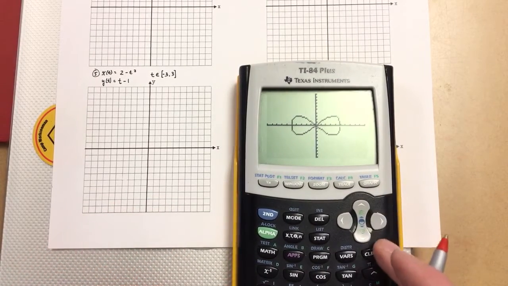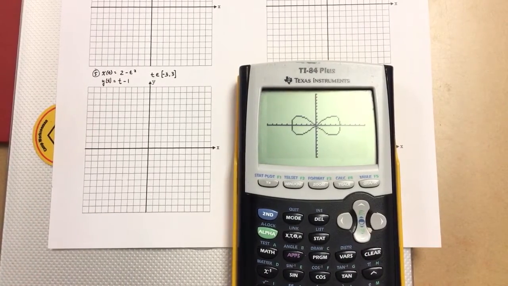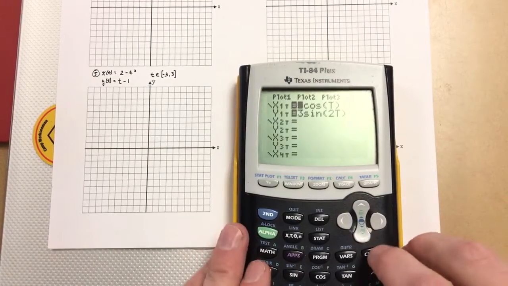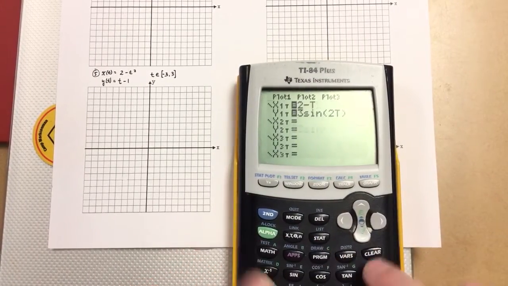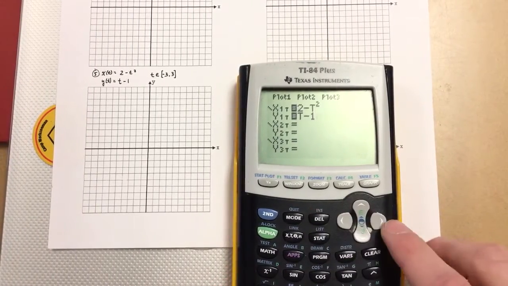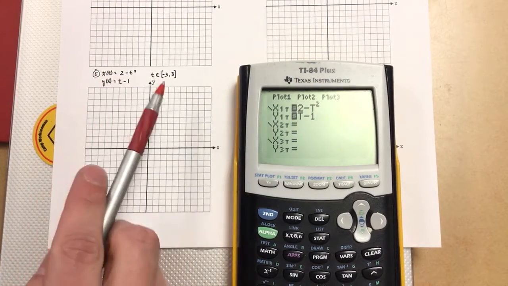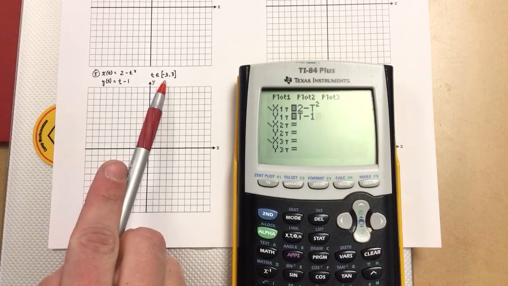Let's graph the other ones, if we haven't done so already. Number 5, we can just plug in what we have. Just a little bit of play around with the calculator. So number 5, y equals, got 2 minus t squared, and we've got t minus 1. Need to change our window, change our t-step, our t-min, t-max. So I've got the x equation, the y equation. There are the t values.